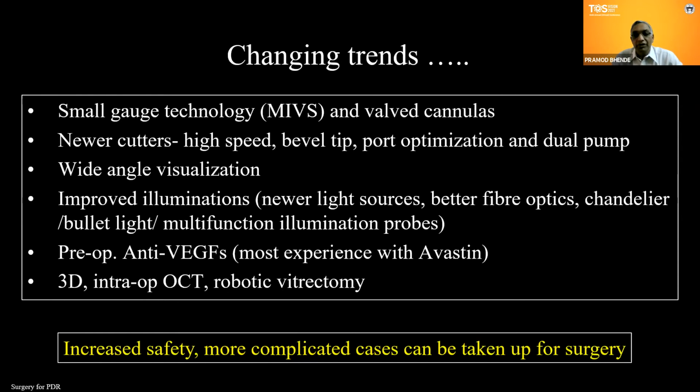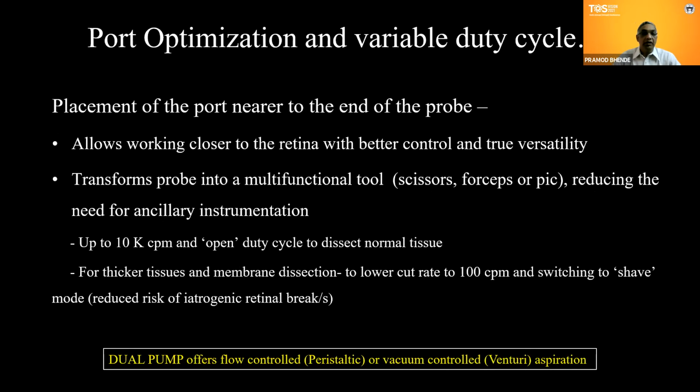What we are looking at now, with the changing trends in technology, is small gauge technology with valved cannulas, newer cutters with a high speed bevel tip, port optimization, wide angle visualization, improved illumination, and new things coming up such as 3D, intra-op OCT, and robotic surgery with time. This is leading to increased safety, and hence more complicated cases can be taken up for surgery. Let's discuss a few things one by one.